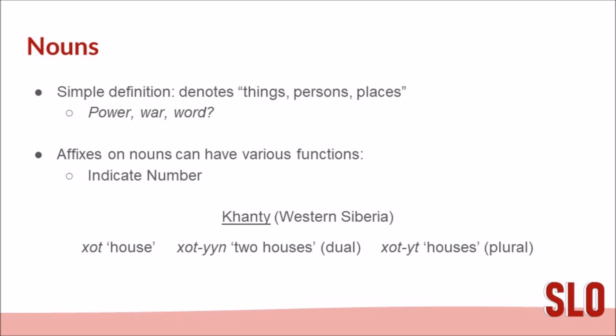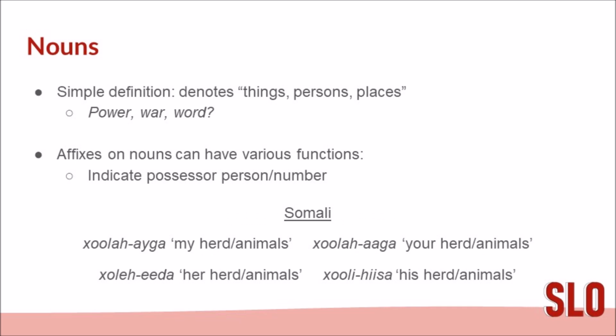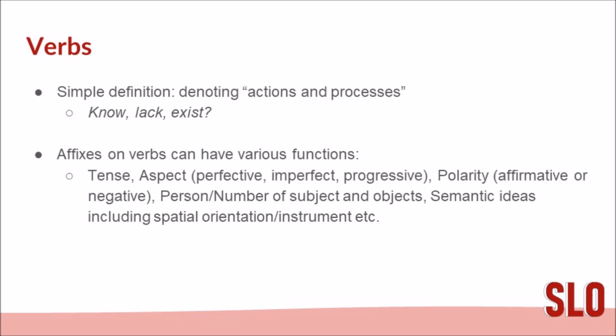Let's talk about nouns next. A simple definition for noun is that it denotes things, persons, or places, but it's easy to come up with exceptions such as power, war, and words. Affixes to nouns can have various functions. Firstly, they can indicate number. In Kanji, spoken in Western Siberia, we see that the suffix added changes the meaning of the word house, where you can express 2 houses or many houses. Affixes can also indicate possessor, person, and number. In Somali, depending on the type of affix attached to the word, it can refer to my herd, your herd, her herd, or his herd. For verb, a simple definition is that it denotes actions and processes.